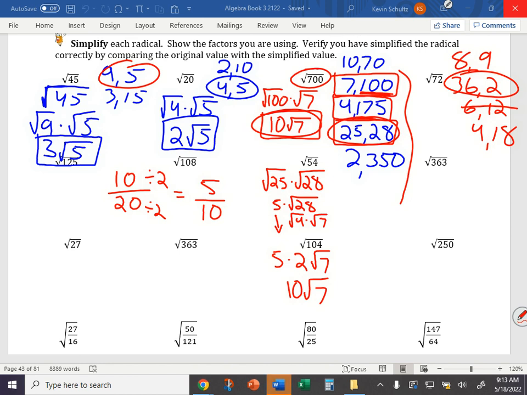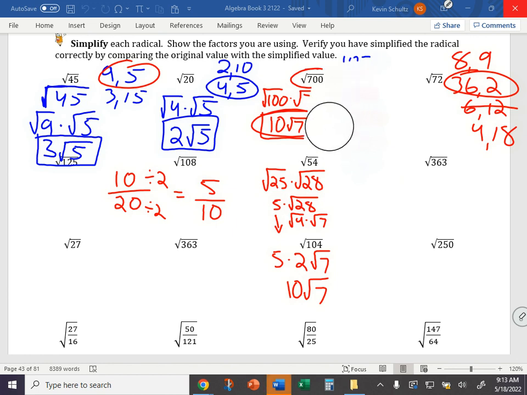Okay, so you'd start with root 36 times root 2, right? Root 36 becomes 6, and we don't know what root 2 is, don't care. 6 root 2 would be our simplified answer. You would do 9 and 8. Yep. That's what I did.